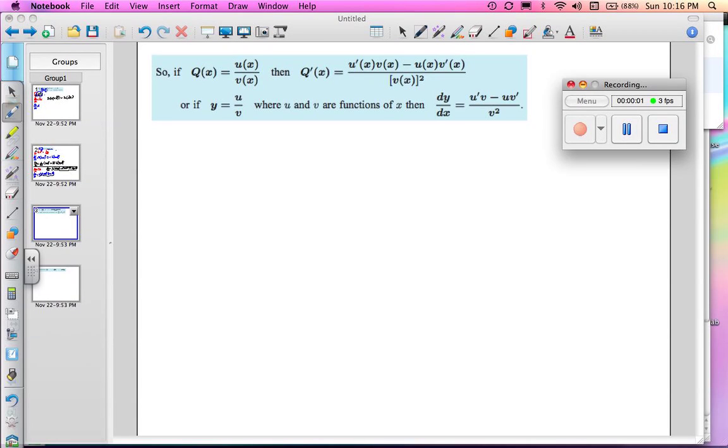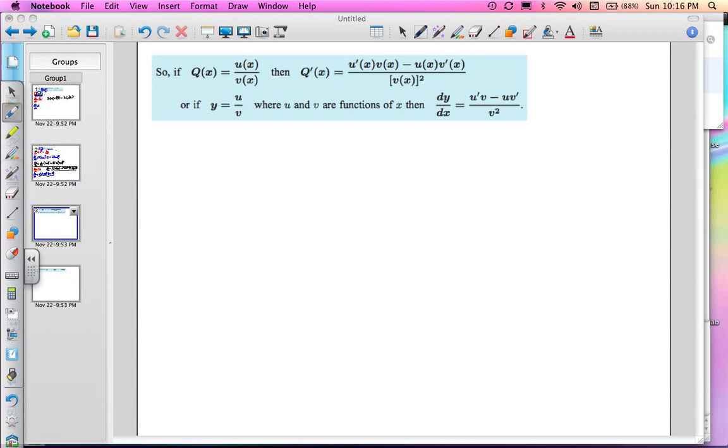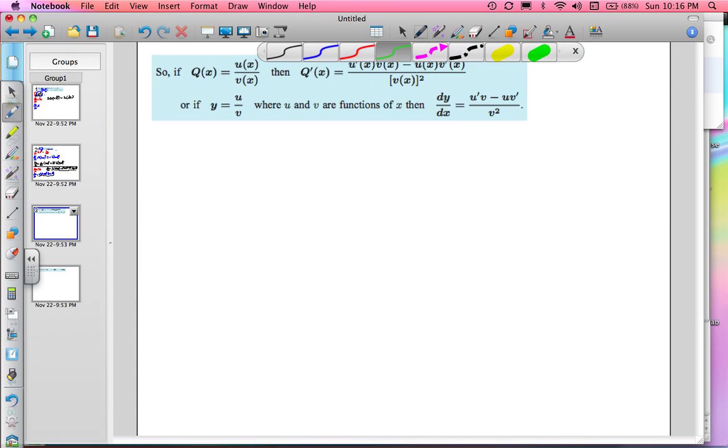Okay, here we go with the quotient rule. Now, quotient rule is very similar to the product rule. The difference is in the quotient rule, you notice that there's a minus instead of a plus, and it's also being divided by something. Actually, it's being divided by the second function, or the denominator squared. Okay, outside of that, it's pretty much the same thing as the product rule. So I'll show you what I mean.